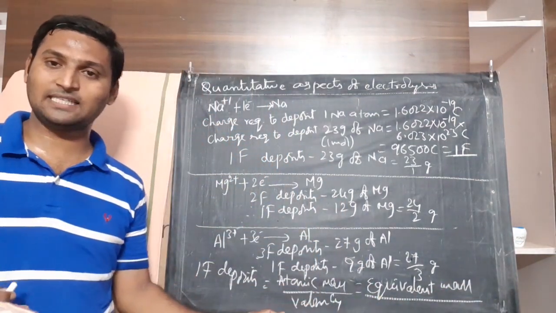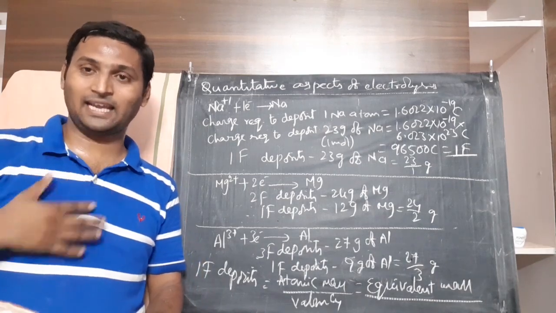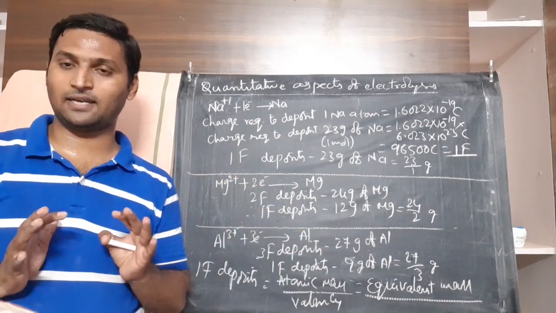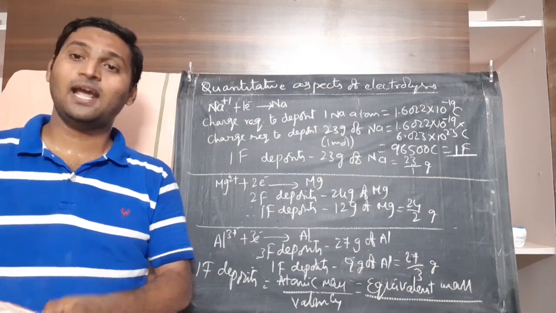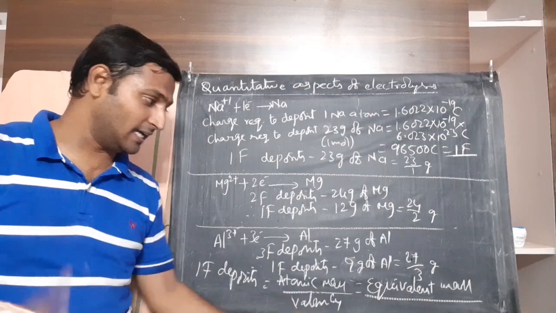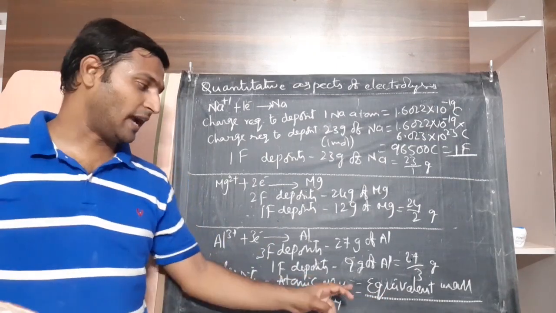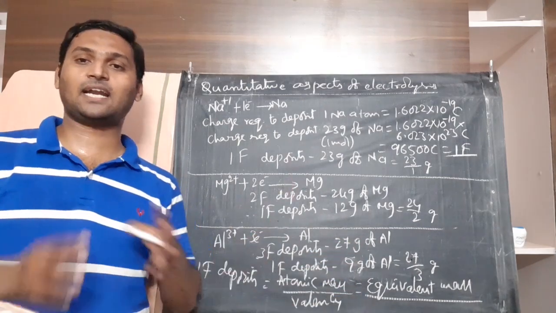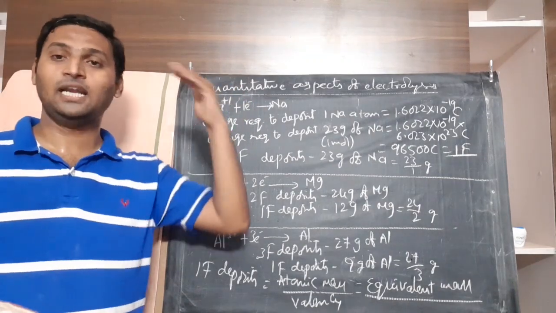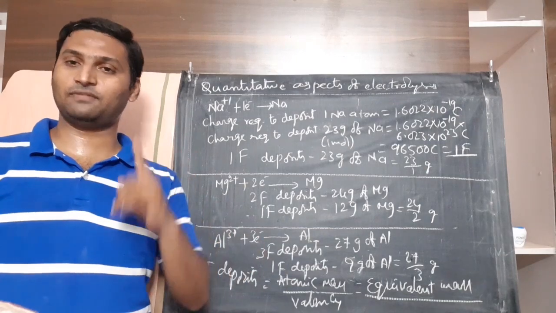Atomic mass by valency is nothing but equivalent mass. So, conclusion: when you pass electricity, whether it is a cathodic reaction or an anodic reaction, 1 Faraday deposits or liberates exactly the equivalent mass of that substance. I repeat, 1 Faraday deposits or liberates exactly the equivalent mass of that substance. That is the important quantitative relation that we have arrived at.